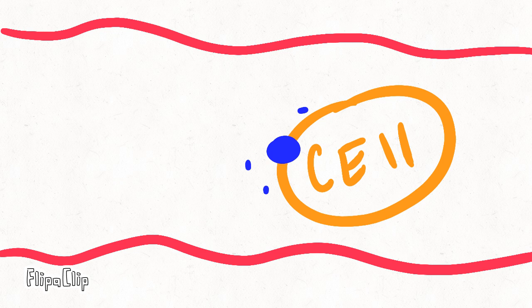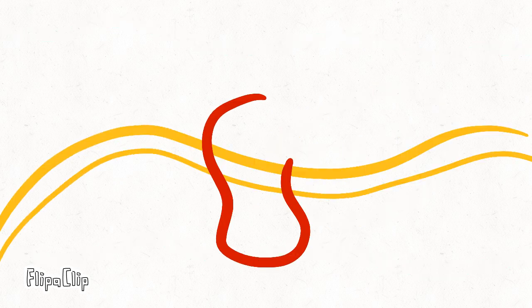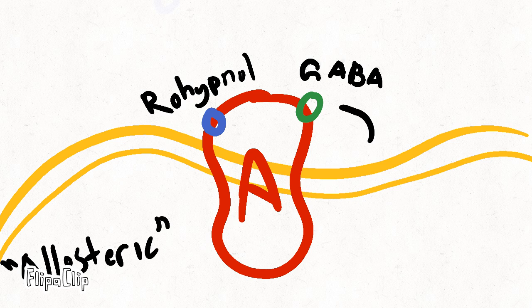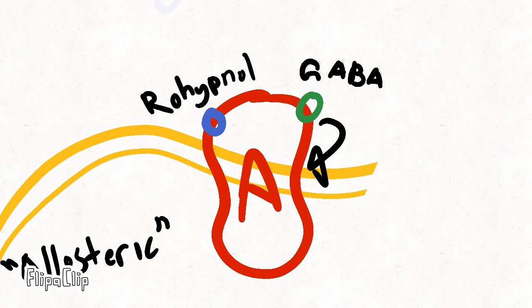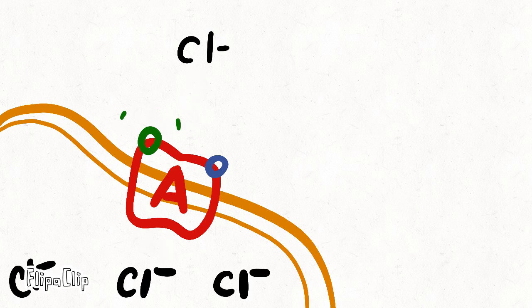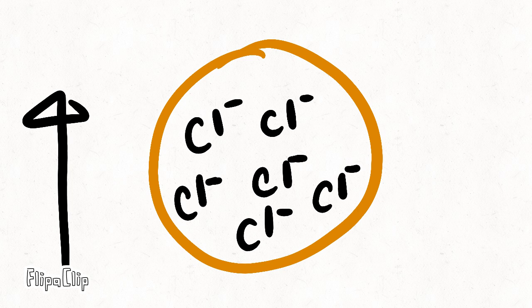Once in the interstitium, Rohypnol will act as a ligand, like GABA. Rohypnol is a GABA-A agonist, meaning it will bind allosterically, or at a separate spot from the GABA ligand, to the GABA-A receptors. Once bound, Rohypnol enhances the effects of GABA by making the receptor more efficient, meaning that there will be an even bigger influx of chloride ions coming inside the cell, leading to even quicker hyperpolarization.